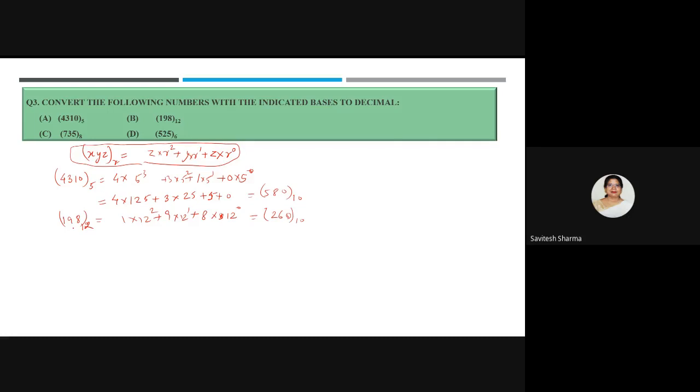Correct answer is 260. So give yourself marks. There are 4 parts, so for part A you give 2 marks and for the rest you give 1 mark each. Okay, 5 marks will be completed. Next is 735 base 8.